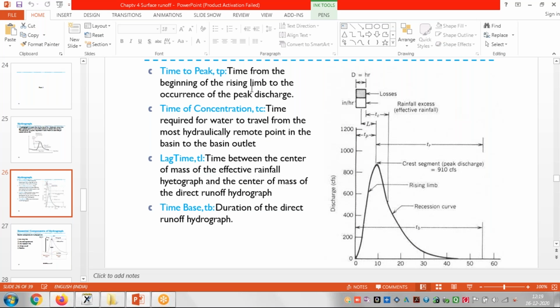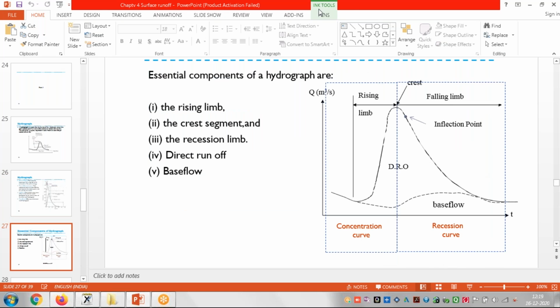The base time, lag time, time of concentration, and time to peak are clear to you. This portion is called the rising limb, right? From here to here is called the falling limb. This is called the crest, generally denoted by QP, where the discharge is maximum. And this is the base flow. Base flow is clear.